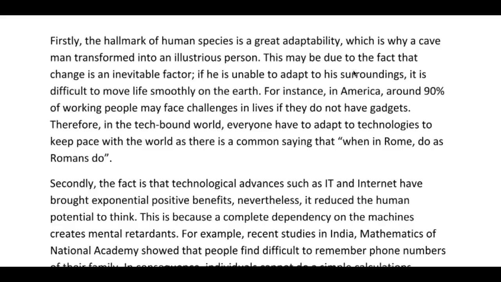So let's see. This may be due to the fact that change is an inevitable factor, and flexibility and adaptation are vital skills. Full stop. Okay, and I'm basically saying what you've said here, but in a much more concise and direct manner.